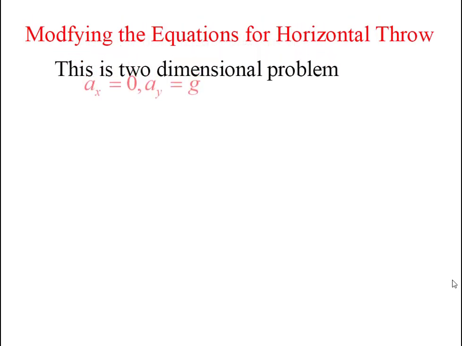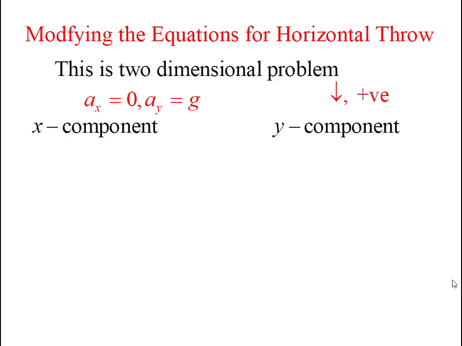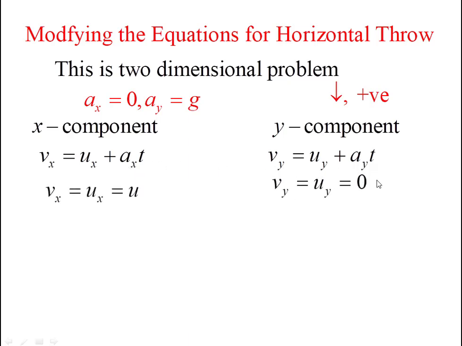So in this case, whenever we try to modify the equation for such a horizontal throw, ax is equal to 0 because the acceleration due to gravity is always downward, and horizontally along x, the x component of gravity is always 0. And ay is equal to g because I'm taking downward to be positive once again. So we have the x and y components. In this case, vx = ux + axt. vy = uy + ayt. So vx, because ux is simply u, becomes u, and vy is uy, which is simply 0.